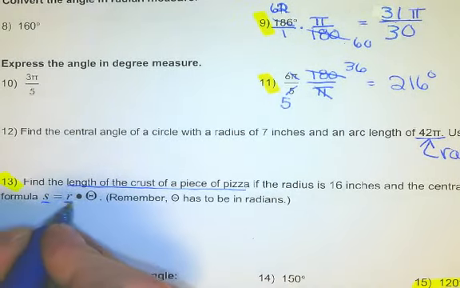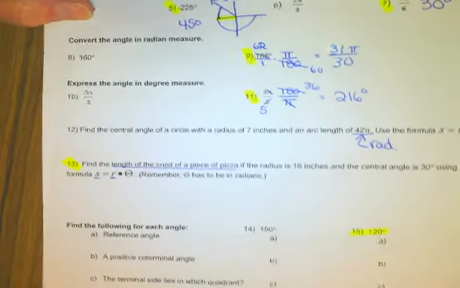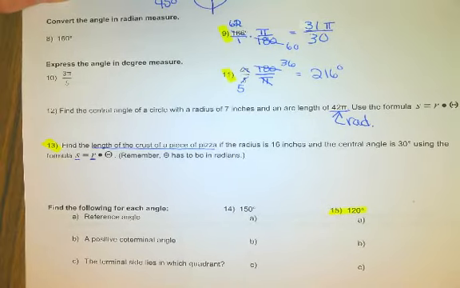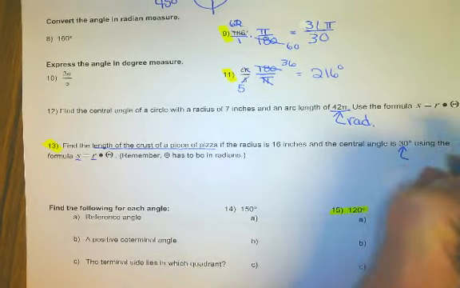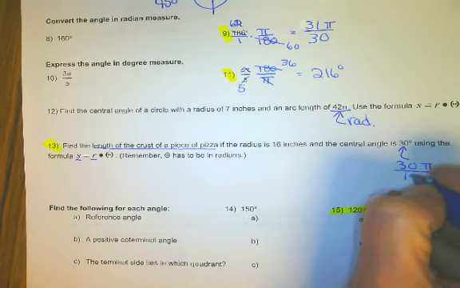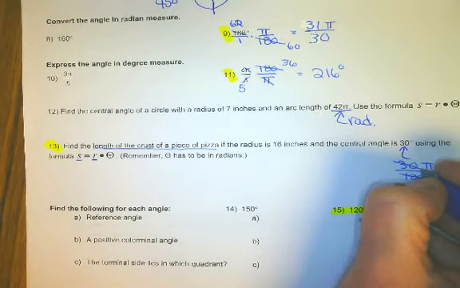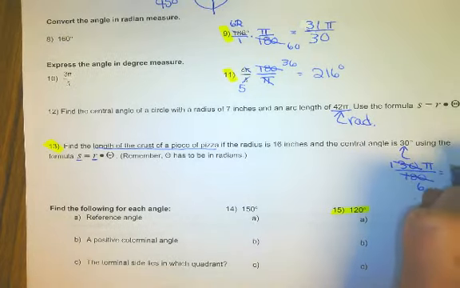If the radius is 16, so that's my 16, and the central angle is 30 degrees, using the formula arc length equals radius times theta. Now, this 30 degrees needs to be in radians. So what I need to do here is 30 pi over 180. If I divide that by 30, I get 6. If I divide that by 30, I get 1. So that leaves me with pi over 6.